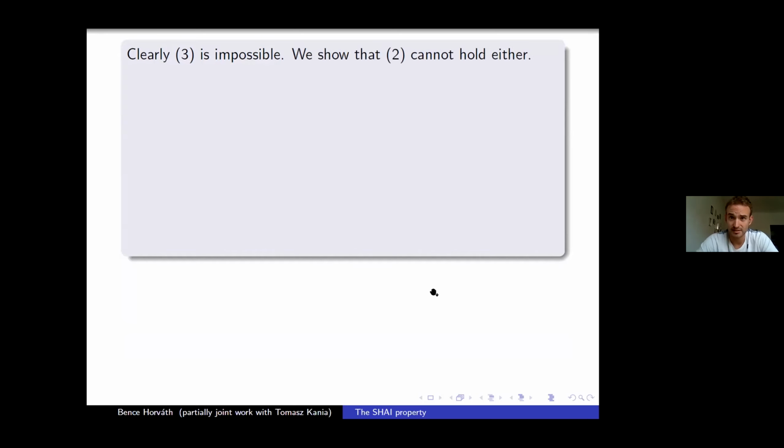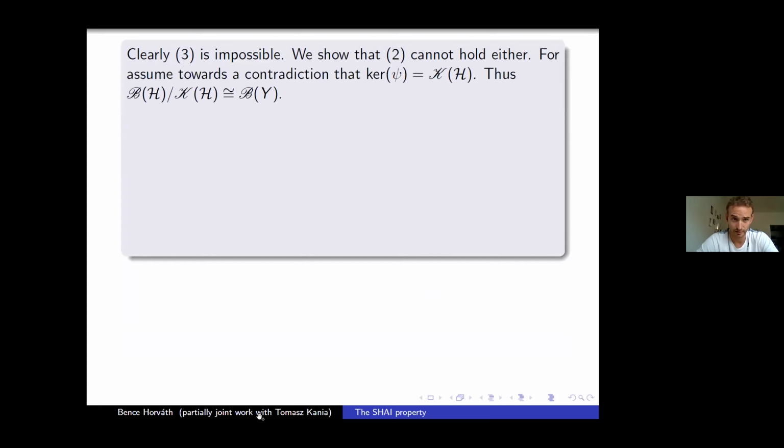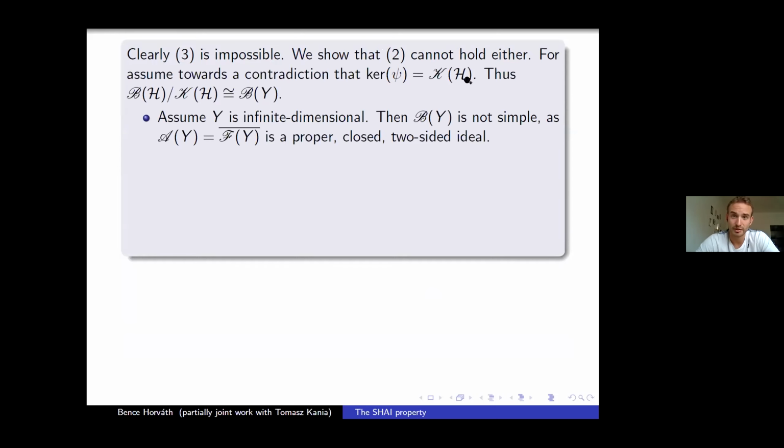For the second one, I'll show that it cannot hold either, because if it did, then the Calkin algebra would be isomorphic to B(Y). Now, there are many ways of seeing why this can't possibly be true. Here's one. Assume for a moment Y is infinite dimensional. Then B(Y) is not simple as an algebra, simply because you have the norm closure of the finite rank operators, the approximable operators, which is a proper closed two-sided ideal, of course.